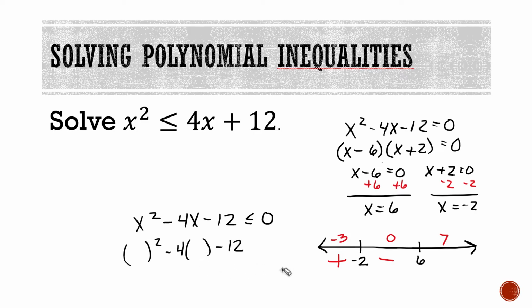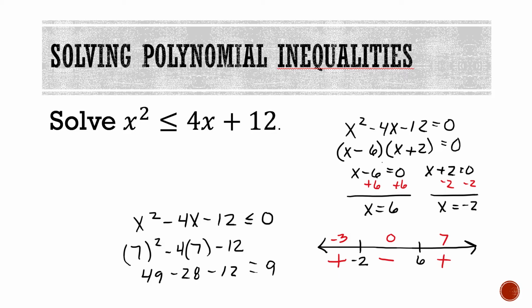And then finally, we'll check our third test point, and so we'll plug a 7 in for the x's. So we have 49 minus 28 minus 12, which is going to give me a positive 9. And so we'll put a plus in this section of the graph.